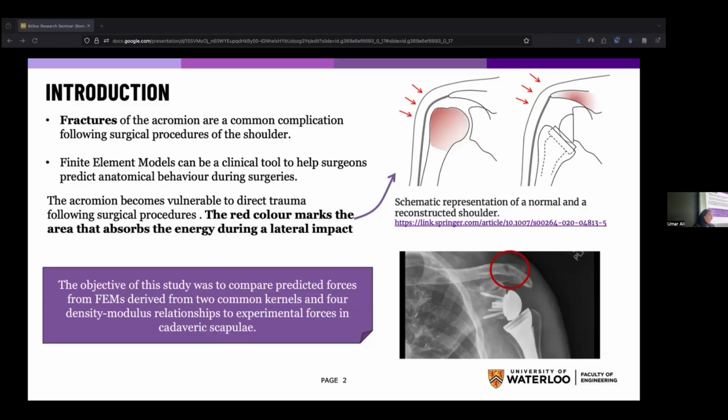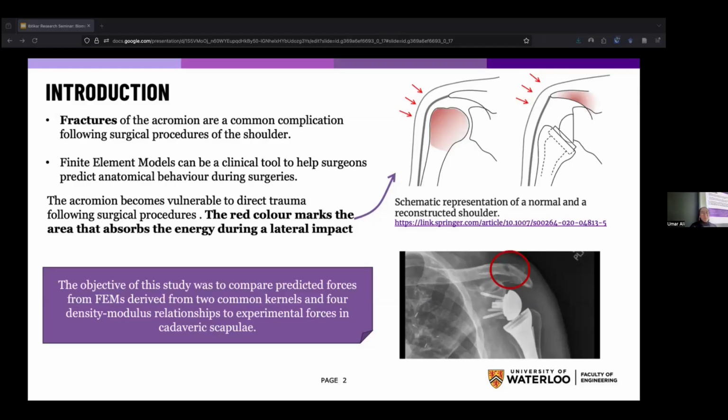To begin, fractures of the acromion are pretty common and occur due to reverse shoulder arthroplasty. As you can see here, when an implant is put into the shoulder, we're exposing the acromion, which is just a part of your scapula, and it's a small, pretty thin bone. Because we're replacing the joint right there, we have to expose this really thin, tiny bone, and this causes it to become vulnerable under direct loading. The red area marks the area that absorbs all the energy during lateral impact.